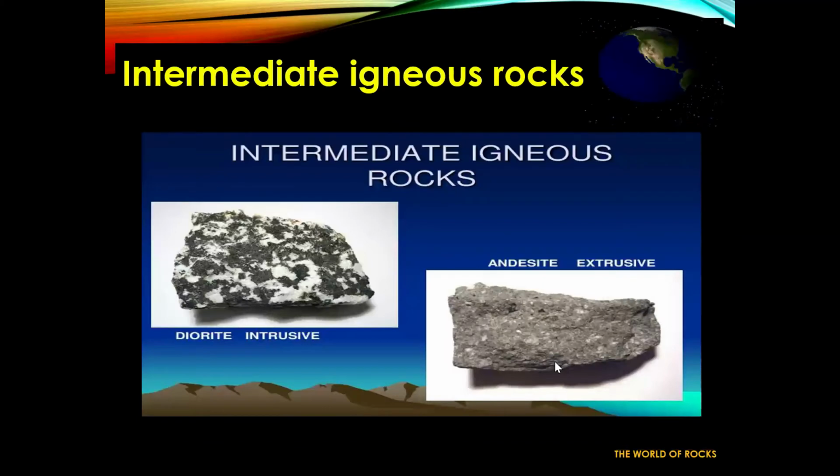Some pictures are given here. Diorite and andesite: andesite is extrusive igneous rock, diorite is intrusive igneous rock. In intrusive igneous rocks, the grains are coarse, and we can see them with our naked eyes. Here, in extrusive igneous rocks, there is a very fine grain texture.